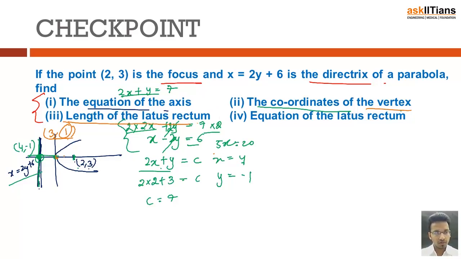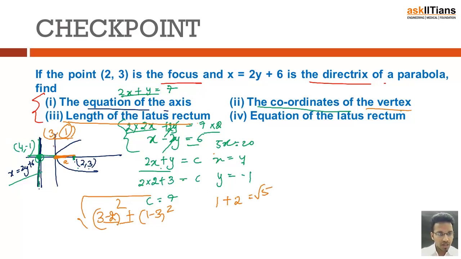Length of the latus rectum, so what was that? If this represents a, in this case the vertex is (3, 1) and the focus is (2, 3), so the distance will be the square root of (3 minus 2) whole square plus (1 minus 3) whole square. Clearly this will be 1 plus 4, so root 5. We know that the latus rectum length is 4 times a, so 4 times root 5, which is 4 root 5.